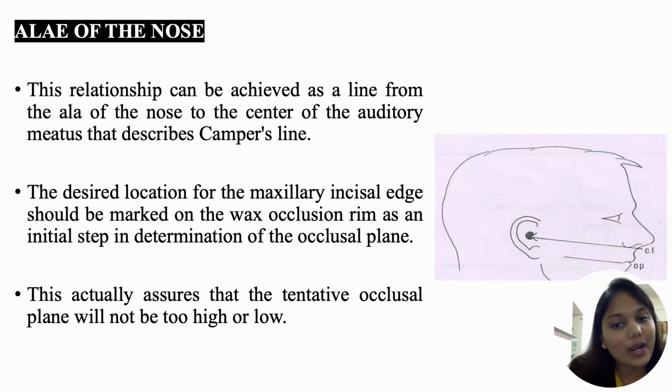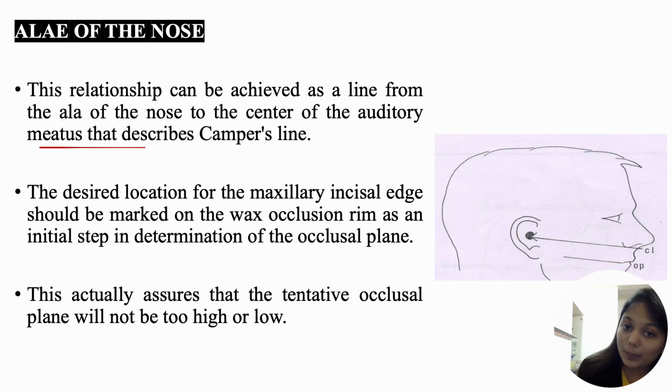So we all know the ala of the nose, we know the camper's line and the ala-tragus line. Now this relationship can be achieved as a line from the ala of the nose to the center of the auditory meatus, which describes the Camper's line. We all know this, and we have all done it in undergraduate also, while taking the jaw relation.